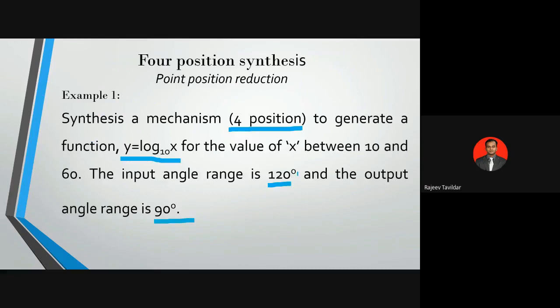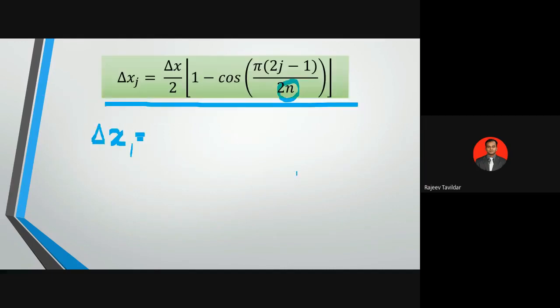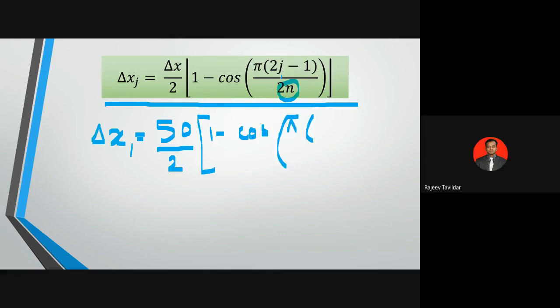ranging from, sorry, 10 to 60. So delta x will be equal to maximum minus minimum. So 60 minus 10, that is 50, divided by 2. And we have 1 minus cos pi into j. I have taken it as 1. So it is 2 into 1, 2. Minus 1 will remain as 1 here. Divided by 2n will be 8 now. So this will be your first equation. You have to solve this in radians to get the value.